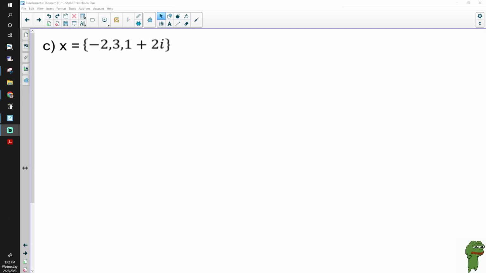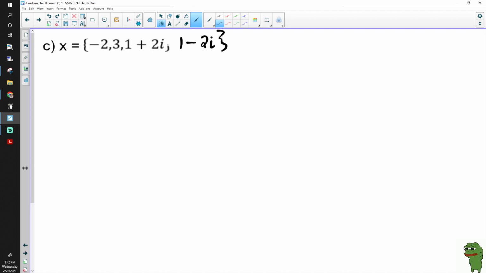Last one we're doing for today. Okay, we have another complex number. We have 1 plus 2i. If we have 1 plus 2i, then that means I must also have 1 minus 2i. Okay? 1 minus 2i. So these are my factors, or solutions, that I need to write as factors.